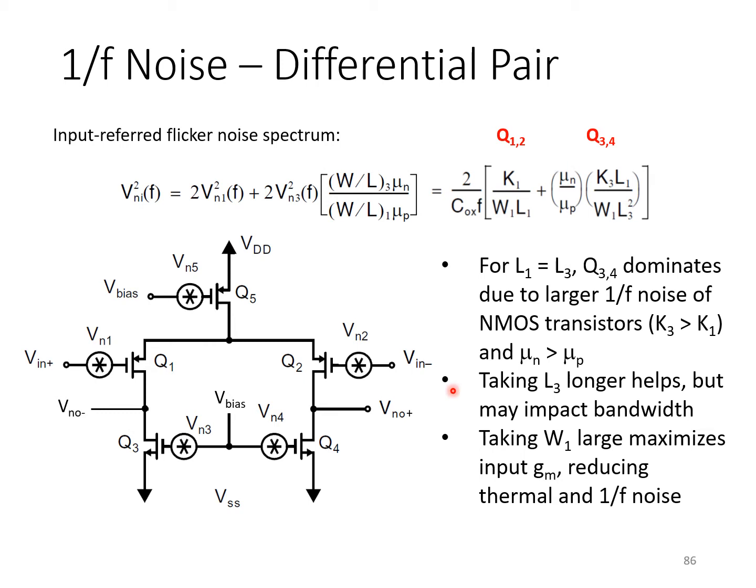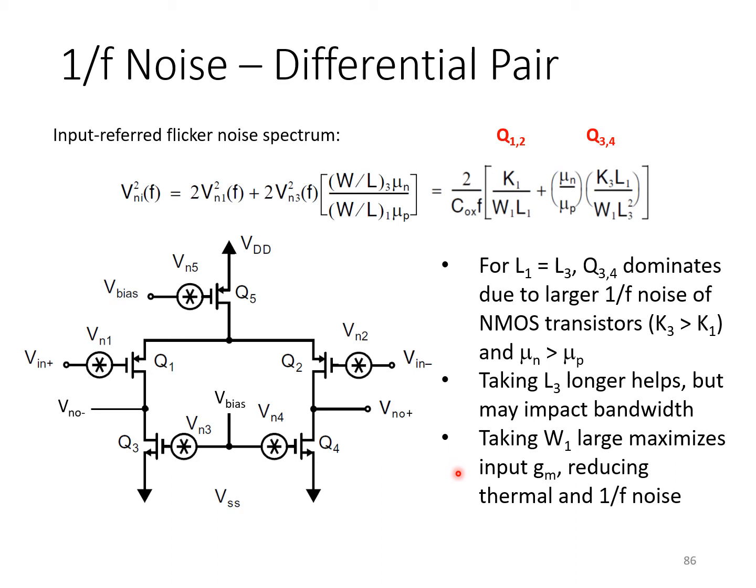Now, we can reduce the impact of flicker noise from Q3 and Q4 by increasing their size, so we can keep their aspect ratio the same and therefore not impact their gm, but simply increase both L3 and W3 in proportion. Doing so would reduce the flicker noise contribution of the active load transistors, but because we've made these transistors so much larger, there'd be larger parasitic capacitances at the output nodes, and so it's quite likely we would negatively impact the bandwidth of this stage by doing that. So there's a noise bandwidth trade-off at play there.